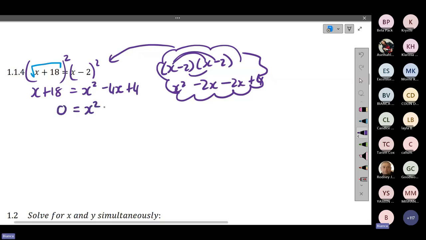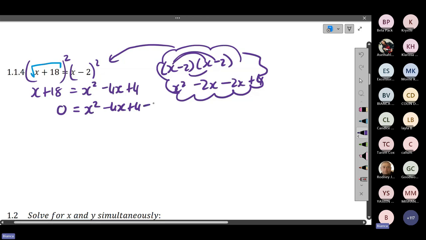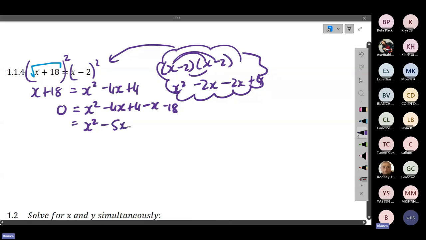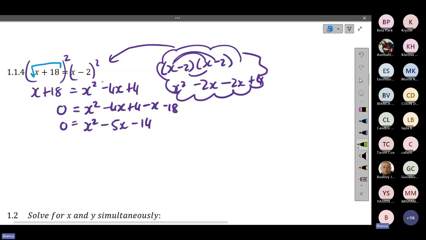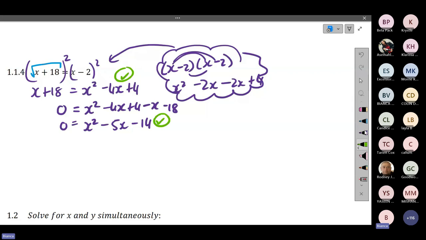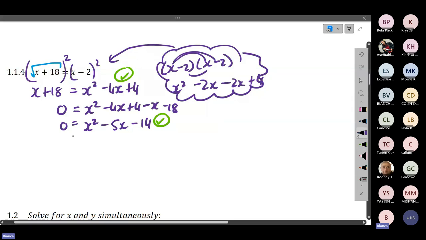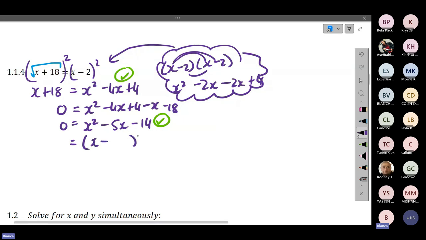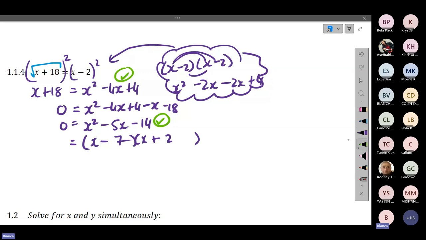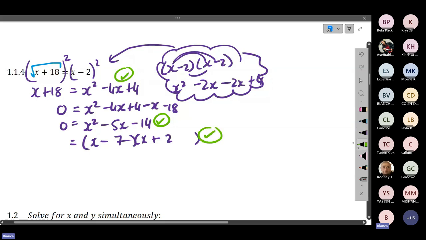So we have x squared minus 4x plus 4 minus x minus 18. This gives me x squared minus 5x minus 14. That's your second mark. So mark number one is squaring both sides. Mark number two is standard form. Give yourself a mark out of 5 so far. Then we're going to factorize, or you're going to use your quadratic formula. (x minus 7)(x plus 2), that's your next mark. Either that or the quadratic formula will give you a mark.